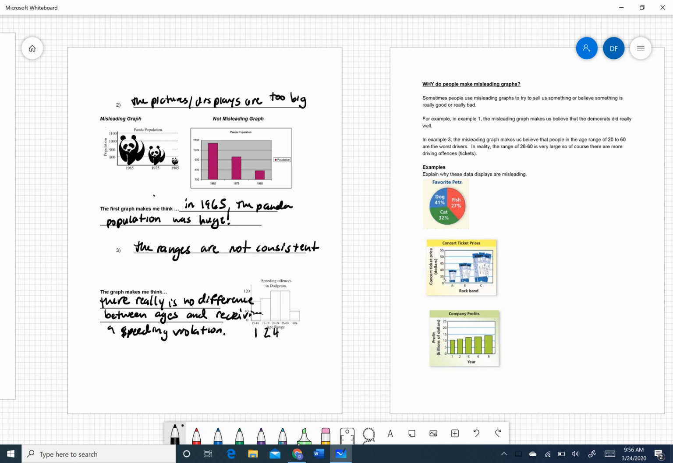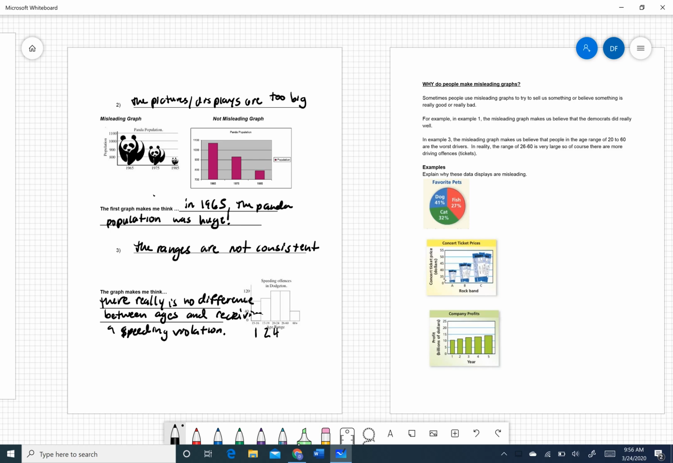We need to be able to tell if somebody's just trying to sell us something, or if something's really good, or really bad, depending on what they're trying to sell. So for example, in example 1, the misleading graph makes us believe that Democrats did really well, when in actuality it was a pretty close race. They only would have won by 8 votes, we'll say, for example.